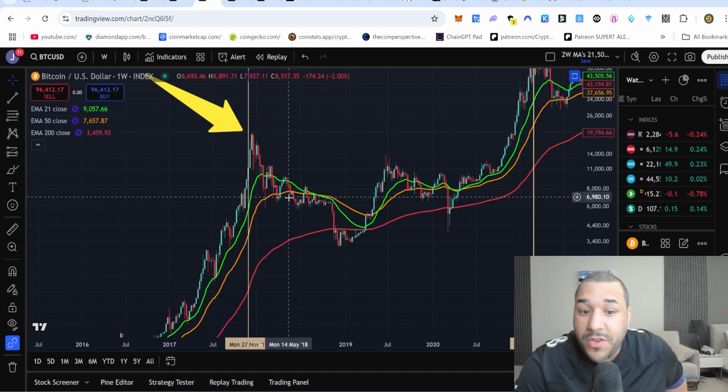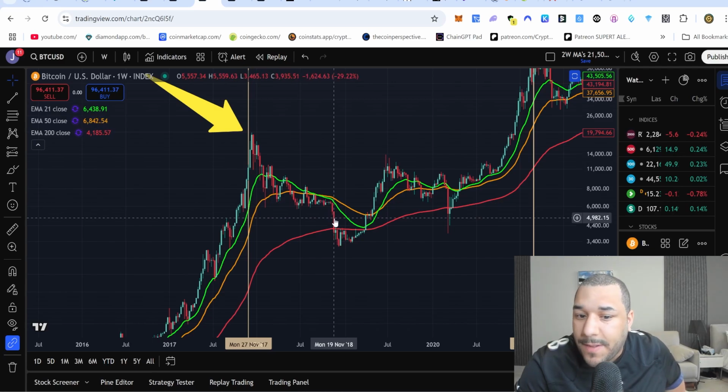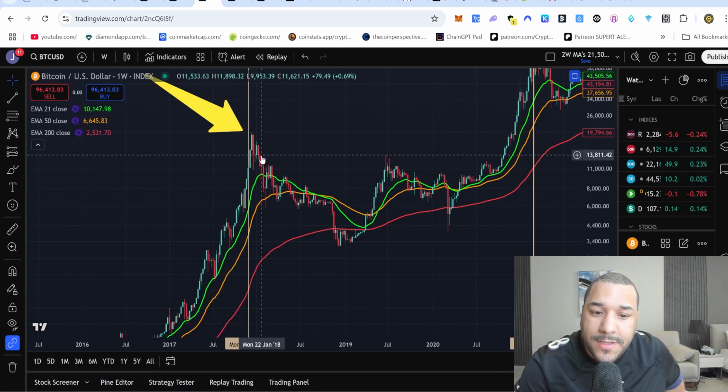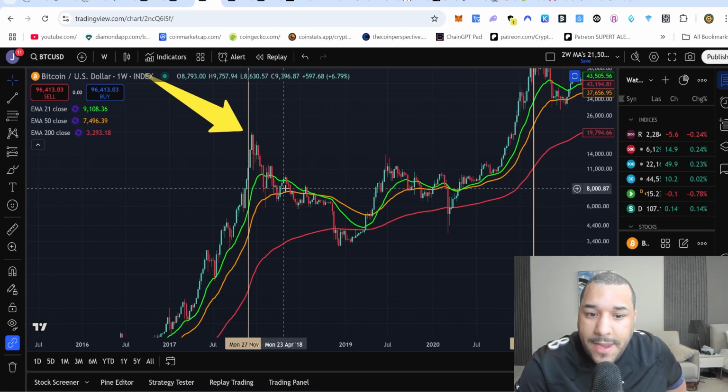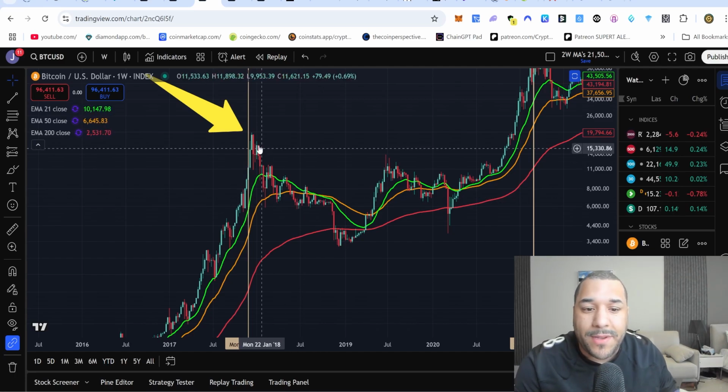It's likely that we may eventually come down to this red line. Because if you're not seeing the pierce of the green line and you're not seeing the pierce of the orange line, that's not really a sign to say that we're seeing resistance.